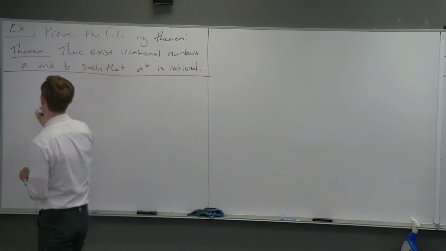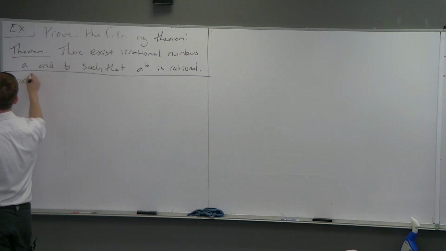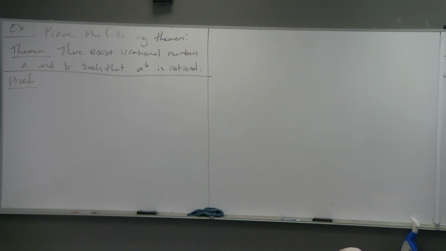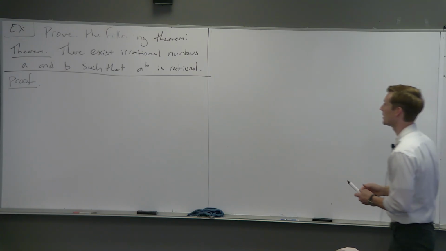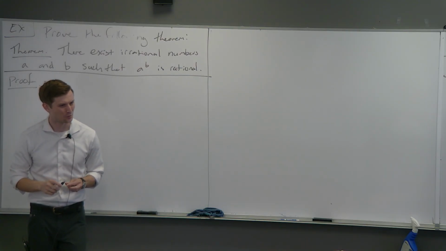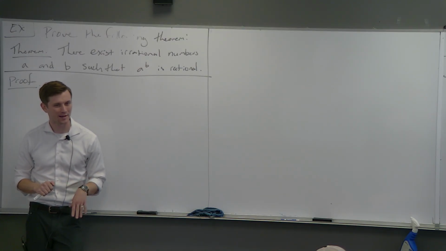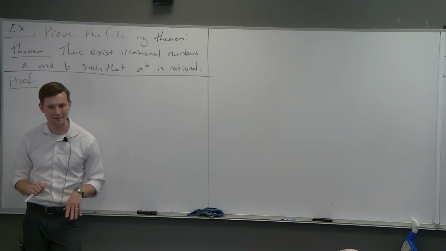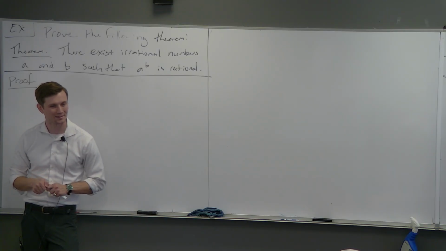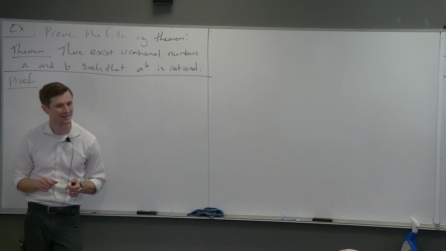Okay, so I gave you a moment to try to prove this. The statement of the theorem we're about to prove says that there exist irrational numbers a and b such that a to the b is rational. An interesting claim, right? Weird. A number you can't write as a fraction to a power of another number you can't write as a fraction. But the result is a fraction. Huh, what do you think?